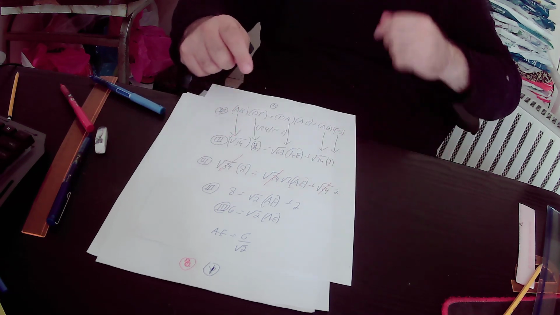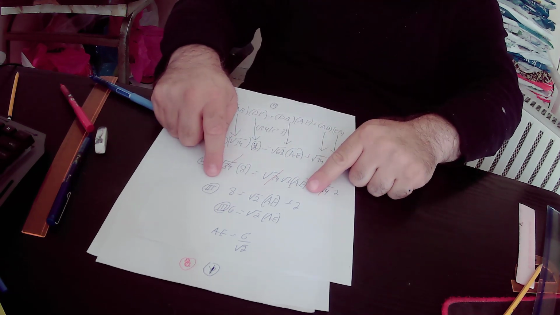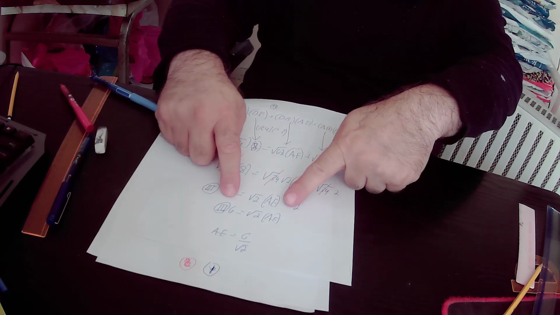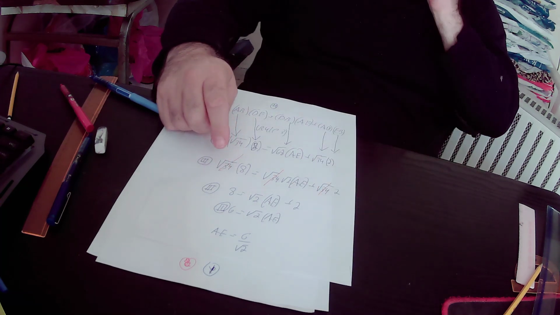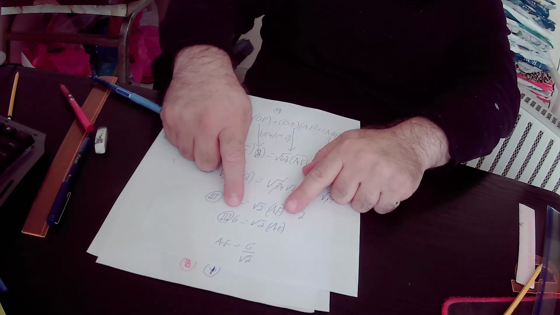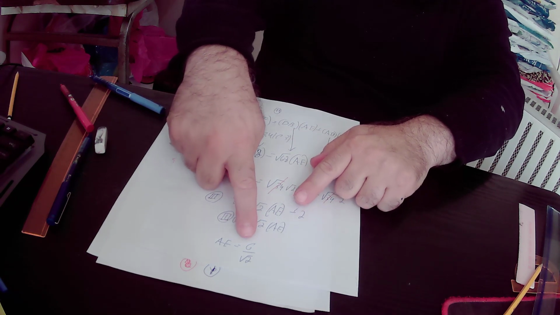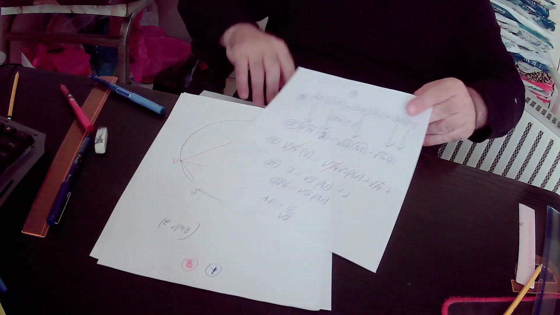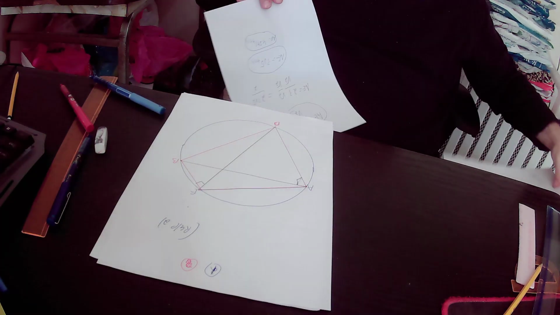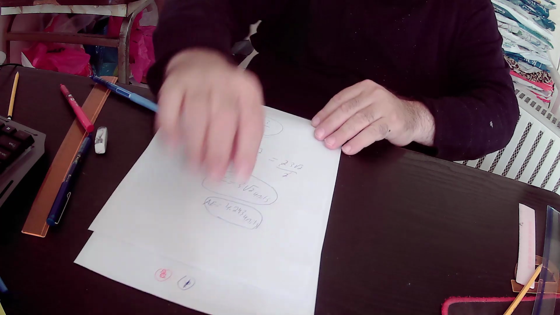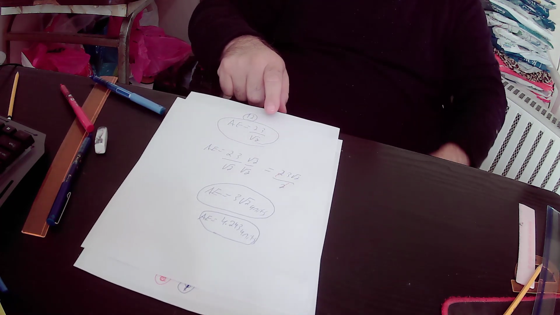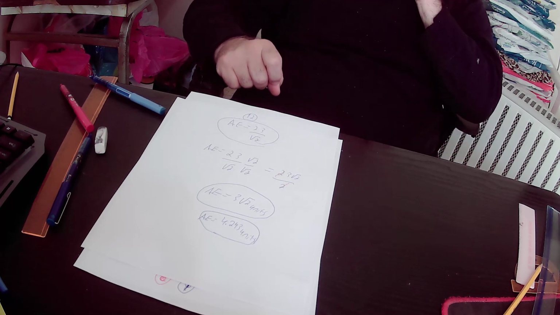Here we subtracted 2 from equation number 3. 8 minus 2 is 6. So we got that 6 equals root 2 times AE. Then we divided equation number 3 by the square root of 2, and we got that AE equals 6 over the square root of 2. But we know that 6 equals 3 times 2, so we substituted 6 by 2 times 3, so AE equals 2 times 3 over root 2.